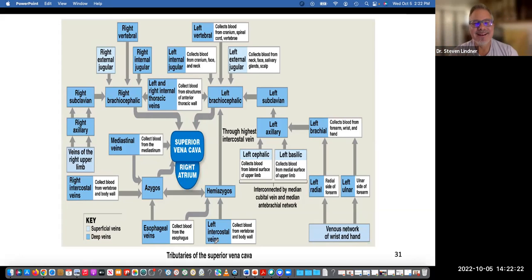Get it down. Here's an overview showing right here is the right atrium. And so basically, how is blood going to find its way into the right atrium? That's really the key. So one of the ways is going to be through the superior vena cava. That's a way. So how do things find their way into that superior vena cava?